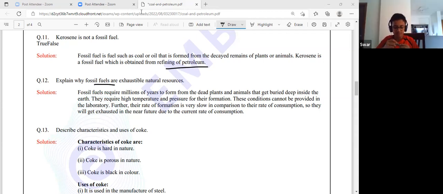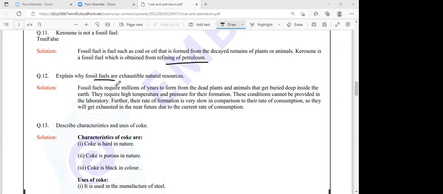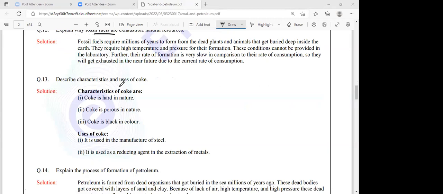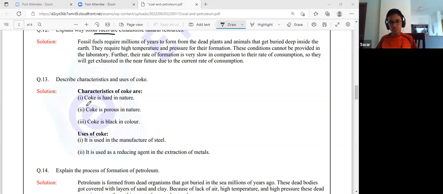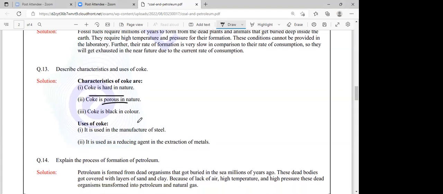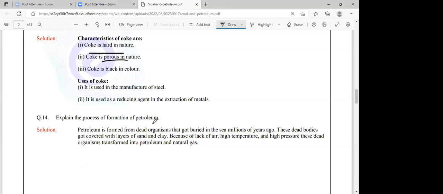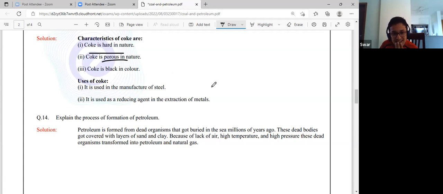Ma'am, I've written it down. Okay, now next: describe the characteristics and uses of coke. Coke is hard in nature. Ma'am, but I've already done this. Yes, you have done it. Uses as well, right? Sir, am I audible? Yes, ma'am, you are on mute.